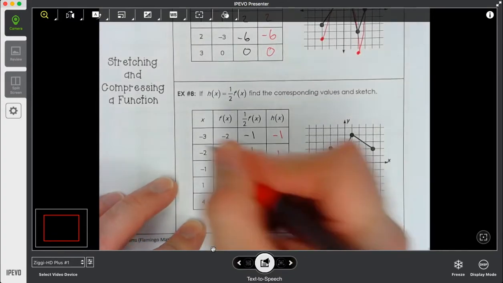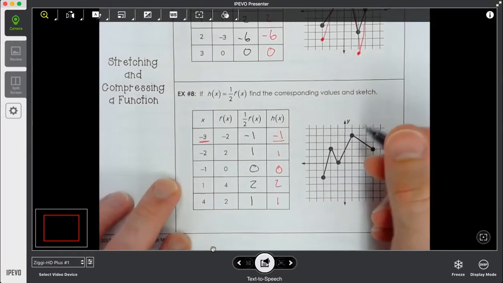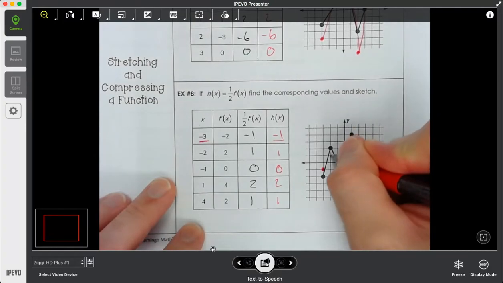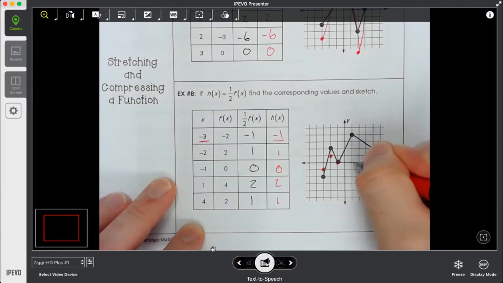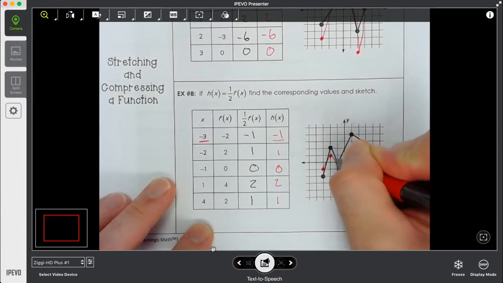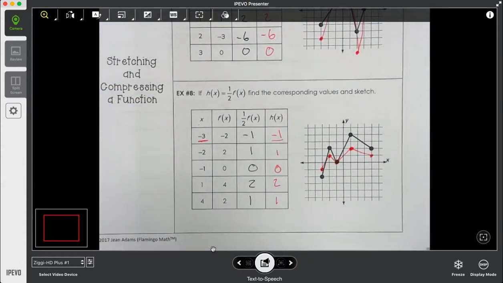So as we go to graph this, again, input value is -3, output value is -1. So -3, -1. -2, 1. -1, 0. 1, 2. And 4, 1. And so, unlike the other one where we stretched it, this time we kind of squished it. And that's where we get the name compression from. So let's flip our page one more time.